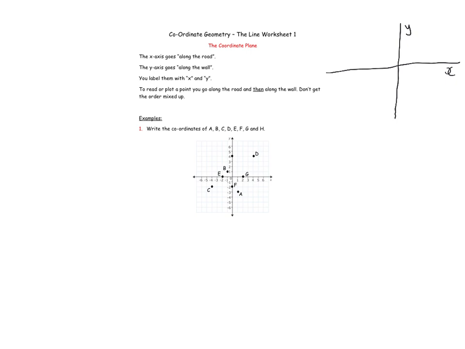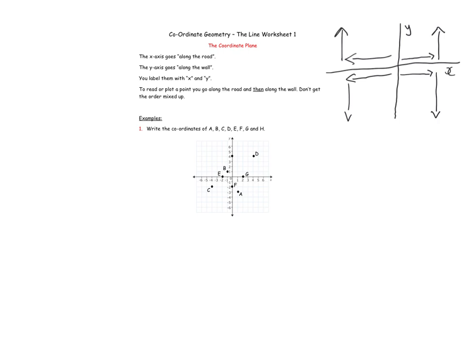Now, for reading a point or plotting a point, the first thing you need to remember is to go along the road and then along the wall. So of course you can go to the right and down, you could go to the left and down, you could go to the left and up, and of course the one we did at the very start, you could go to the right and up. The best way to get examples of how to write and plot coordinates is just to do a few examples.